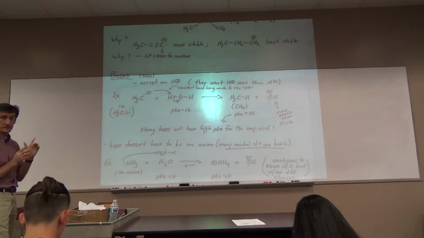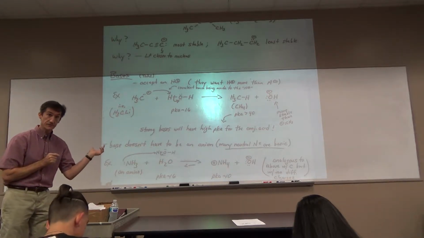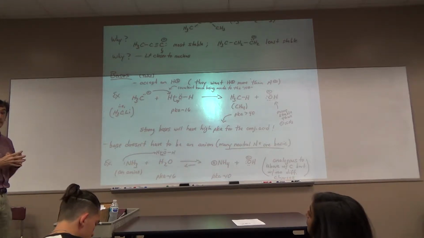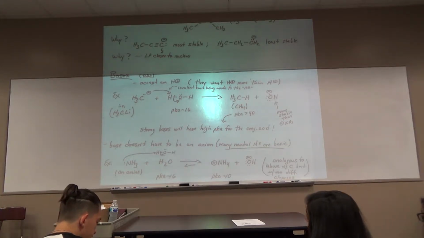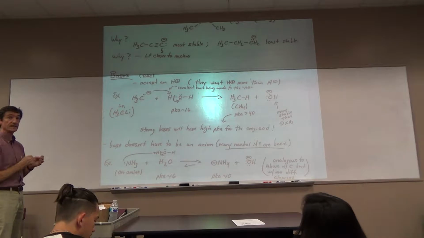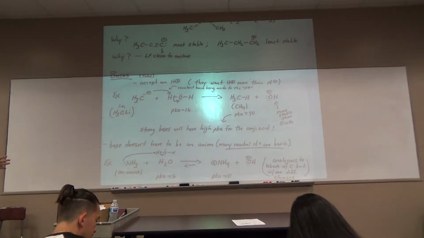We actually looked at base strength when we looked at acid strength. When we looked at the conjugate base, we looked at the stability of the conjugate base. The more stable the conjugate base, the more willing it was to just exist as is. The less stable, the more it wanted to go back, take the H and go back. Those are the same considerations.